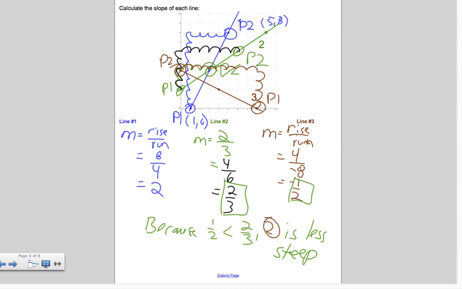Okay. Well, it's still line 3. So line 2 is less steep. Oh, sorry, line 3. Yeah, that's what they were all trying to say. Sorry. Line 3 is less steep. Thank you.